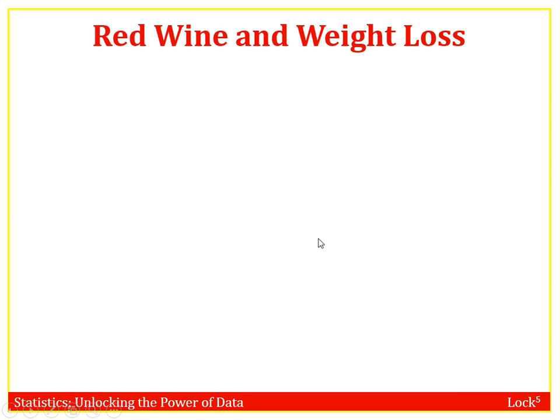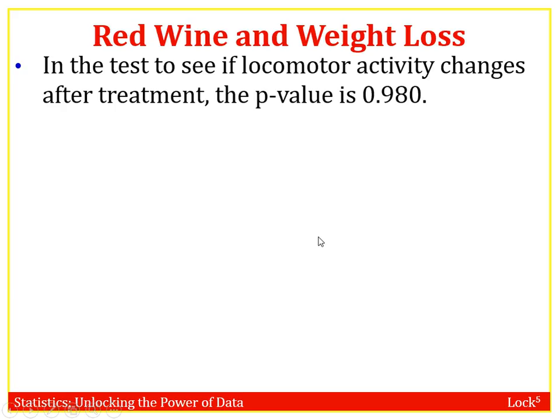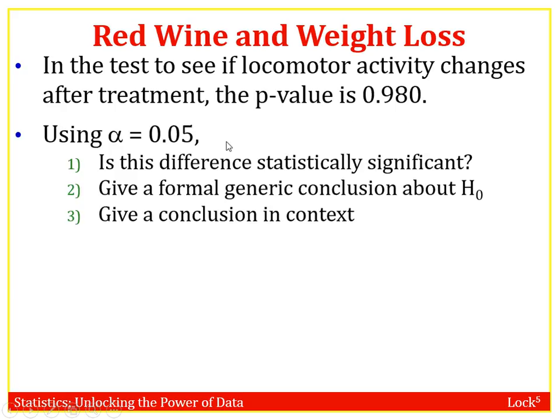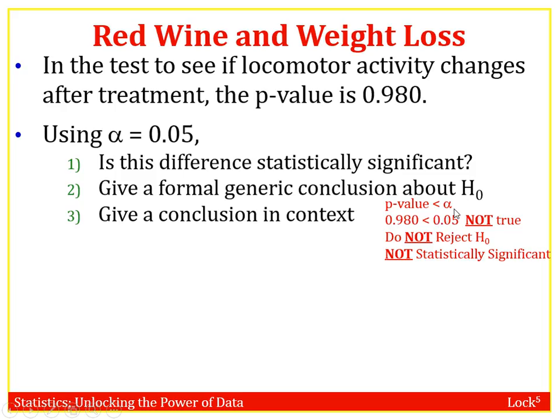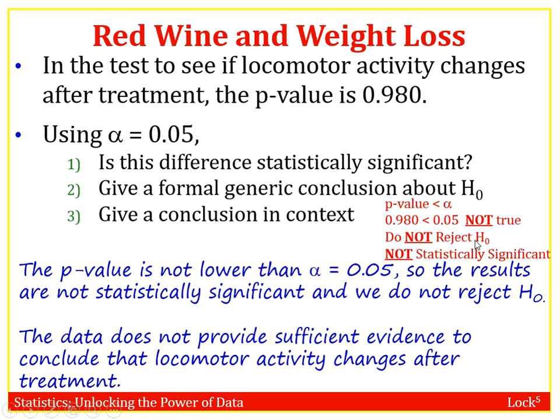So suppose we had this one here, where we were looking at locomotion, and we had a p-value of 0.98. Same situation, you have the same alpha. Is it statistically significant? And what would you conclude? Well, is our p-value less than alpha? I put my p-value down, I put my alpha down. This is not a true statement. So it is not statistically significant, and we do not reject your null hypothesis. And so then this would be our conclusions down below.